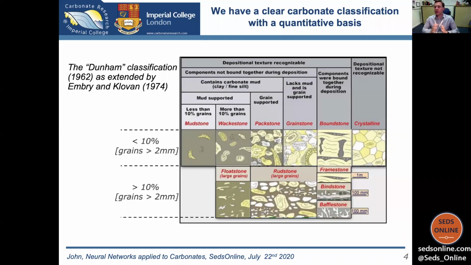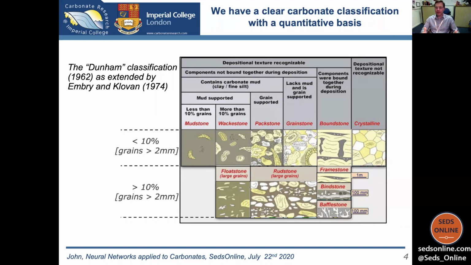Luckily, in carbonate, we actually have a clear classification that has a quantitative basis. It's the Dunham classification as extended by Embry and Klovan, and you see it here on the screen. I'm not going to go through the classification. I assume you know it. If you don't, it's not that important. What's really important is to realize that it's quantitative because we have cutoffs in terms of percentages of grains, for instance, or in terms of size of the grains. Now, those cutoffs are arbitrary to some extent, but nevertheless, it's a convention that everybody uses.